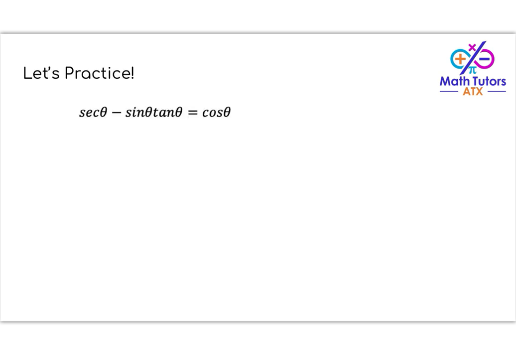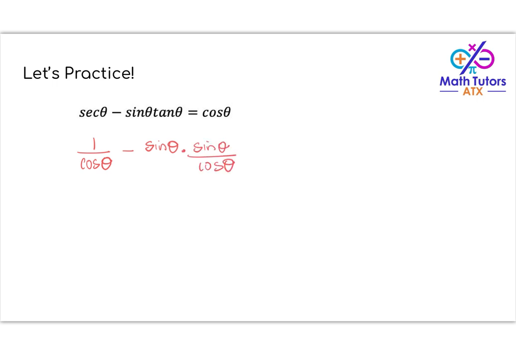So right here I have secant minus sine tangent equals cosine. So I'm going to try to make the left side equal to cosine, so I'm going to simplify it to that. One of our first strategies is, hey, I'm going to take everything and put it in terms of cosine and sine. Again, that's usually a really good strategy to start with if you are stuck and don't know what to start with.